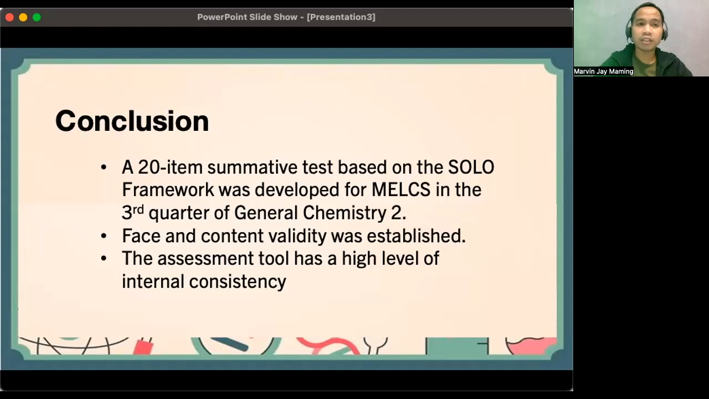And because of the internal consistency pilot testing, we were able to determine that the assessment tool has a high level of internal consistency. Thus, it is reliable to be used during the future quarterly test for General Chemistry 2.